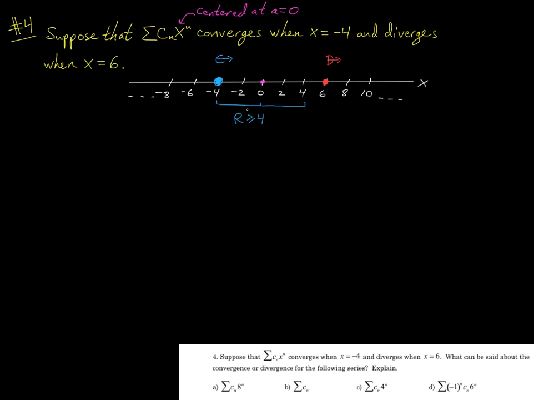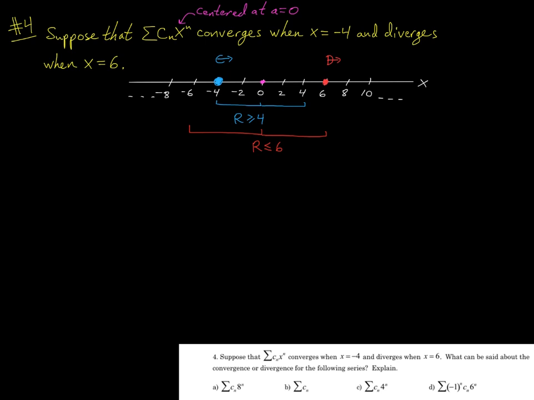Okay, and now note that since we do have convergence at x equals -4, that tells me that the radius of convergence, r, has to be at least 4. Okay, it can't be less than 4, because if it was less than 4, we wouldn't have convergence at -4. So r is greater than or equal to 4. And since we have divergence at 6, that tells us the radius of convergence cannot exceed 6. So this divergence here at 6 puts an upper bound on the radius of convergence.